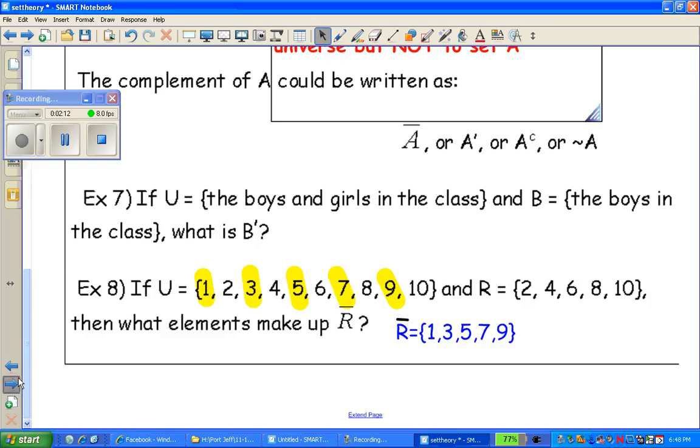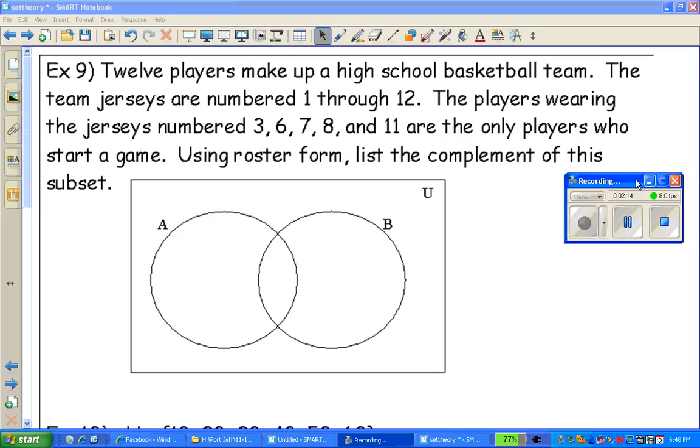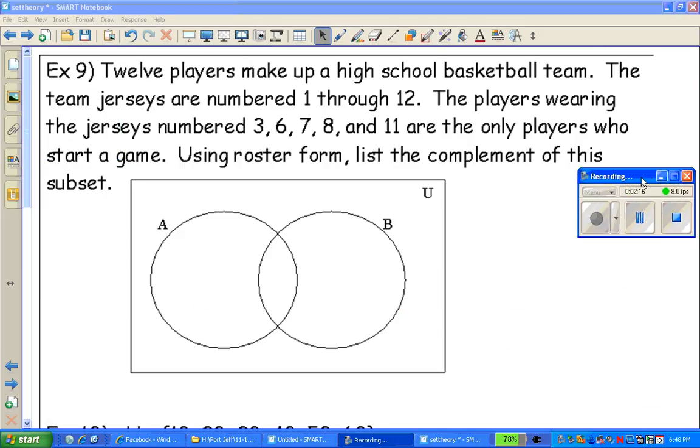Perhaps a better example is example 9. In this one, we're told that a high school basketball team has team jerseys numbered 1 through 12. The players wearing the jerseys numbered 3, 6, 7, 8, and 11 are the only players who start the game. Using roster form, list the complement of this subset.